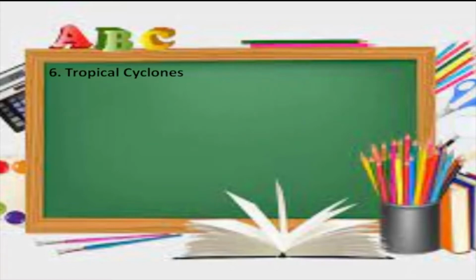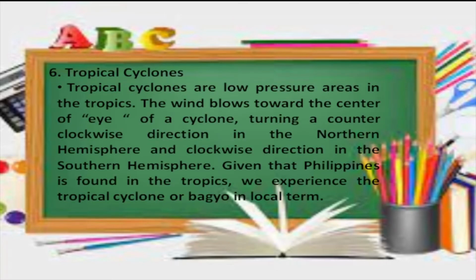Number 6 is tropical cyclones. Tropical cyclones are low-pressure areas in the tropics. The wind blows toward the center or eye of a cyclone, turning in a counterclockwise direction in the northern hemisphere and clockwise direction in the southern hemisphere. Given that the Philippines is found in the tropics, we experience tropical cyclones, or bagyo in local term.